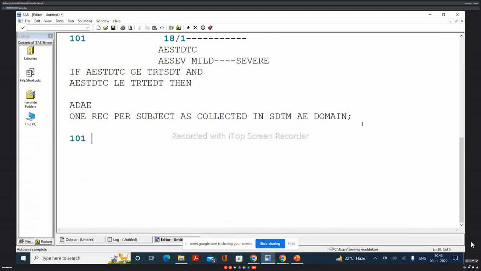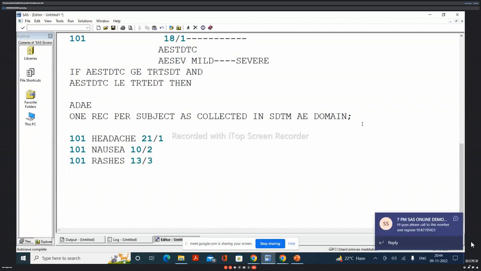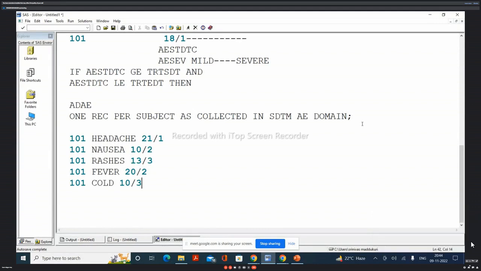Very good. 101, he has got headache, and this occurred on 21st of January. 101 has got, say, for example, nausea, it occurred on 10th of February. Okay, 101 has got rashes, it occurred on 13th of March. Okay, and 101 again he has got fever, and fever occurred on 20th of February. 101 has got, say, for example, cold, and it occurred on 10th of March. Do you know which one occurred first? And this is the first one.